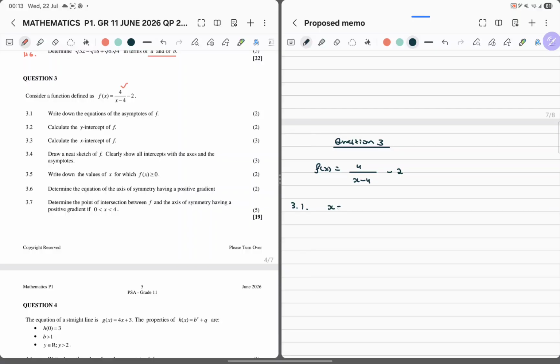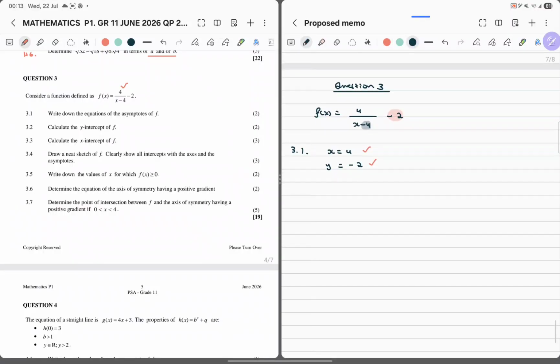Of course, we know that x is going to be equal to 4. We take the opposite sign. We can just say we take that denominator, equate to 0, and solve for x. The second one, y is equal to minus 2. We take this guy as it is for y. Nice and easy. So there is our 2 marks.